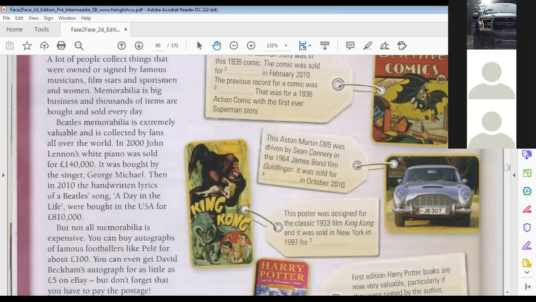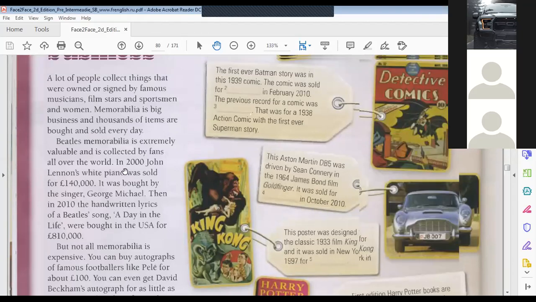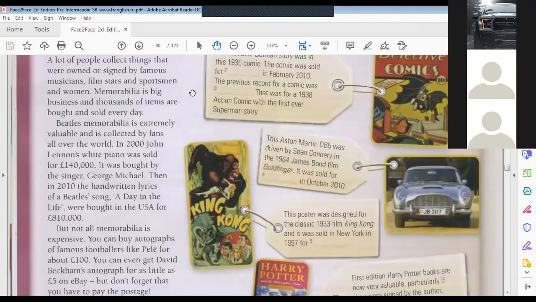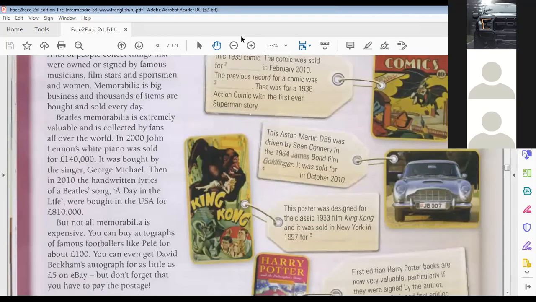But where is it exactly? Where is the passive? Items are bought and sold. Items are bought and sold. Subject, yes. Are bought. Be and past participle. Items are bought and sold.